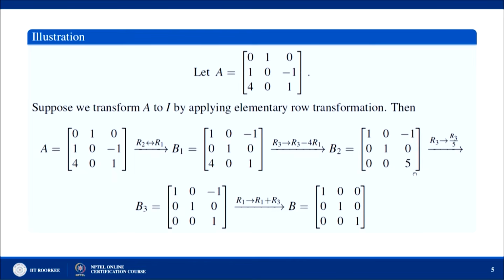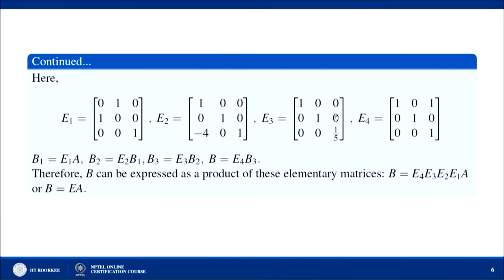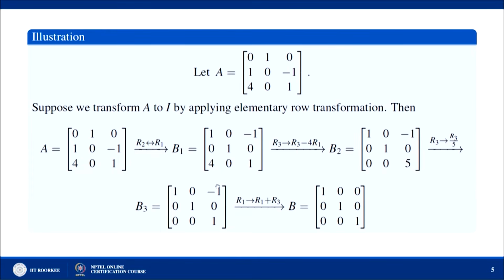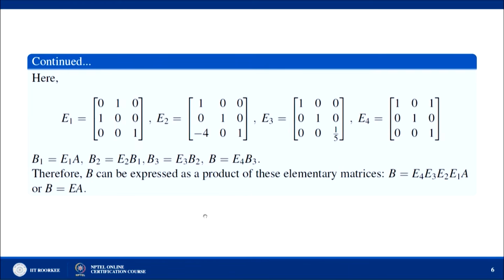Similarly, now you take B3. How is B3 obtained from B2? To obtain B3 from B2, you simply divide the third row by 5. You apply the same elementary row operation on the identity matrix to get the elementary matrix corresponding to this row operation. So, what will that be? You simply divide the third row by 5. The other 2 rows are the same. So, this is E3. And similarly, E4 can be obtained by simply adding the third row to the first row. You apply the same elementary row operation on the identity matrix to get E4.